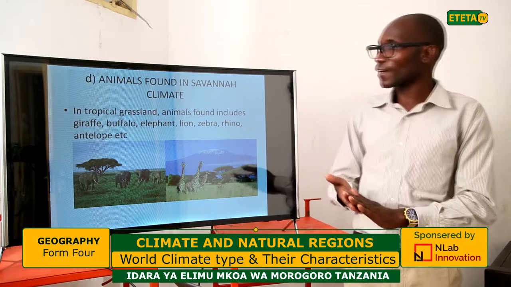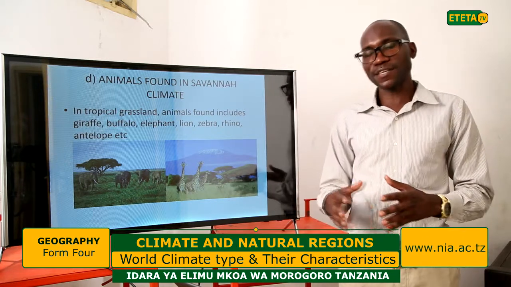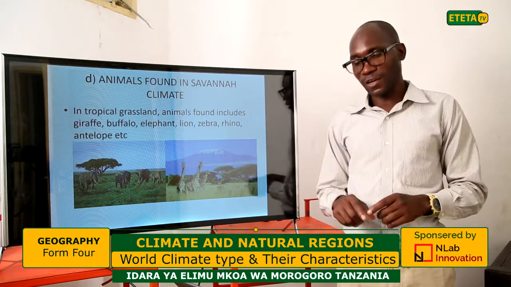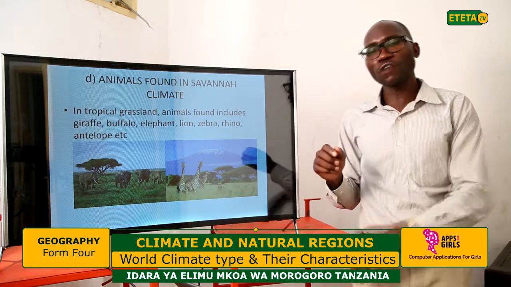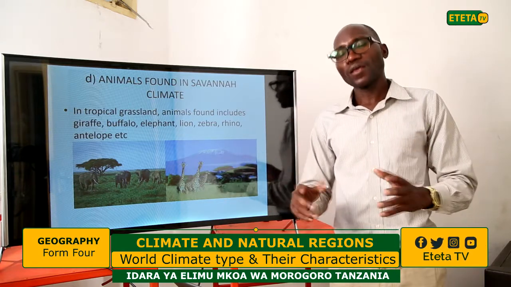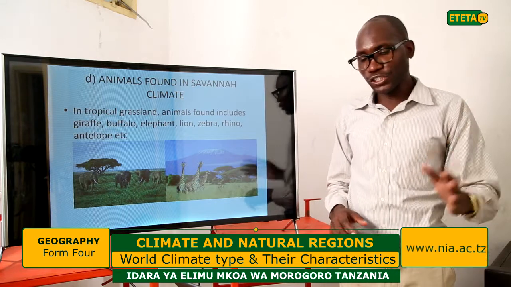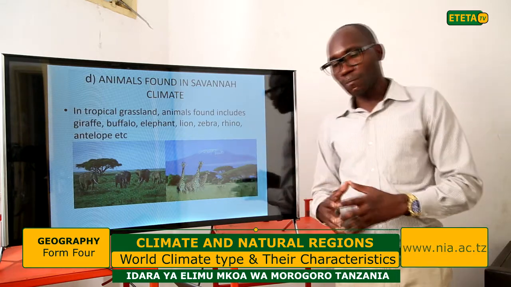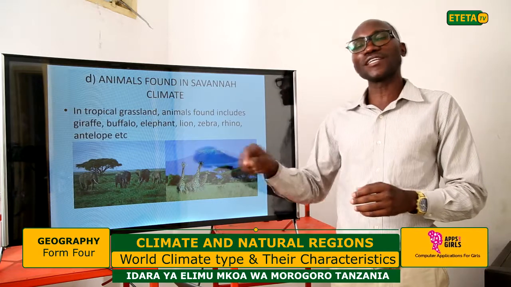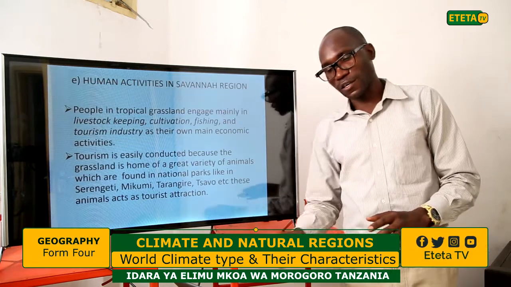Animals found in savanna climate. In tropical grassland, the animals found include giraffe, buffalo, elephant, lion, zebra, and other animals which are able to thrive there. Why are some animals found in this area and not in the equatorial region? Some animals prefer to stay where there are short grasses, like giraffe, antelope, lion and zebra. All these animals prefer to settle in areas with short grasses but not tall grasses. That's why they are found in this area.